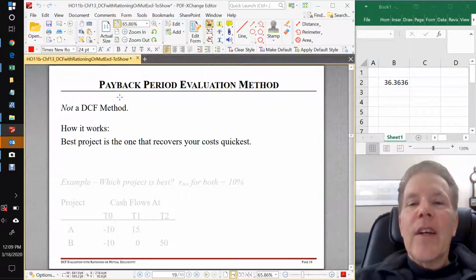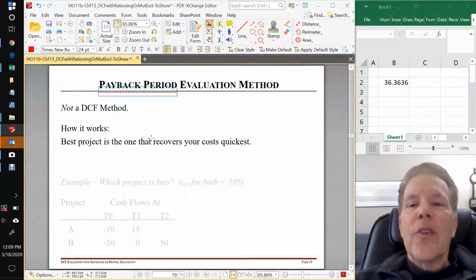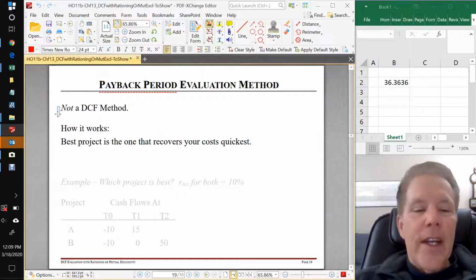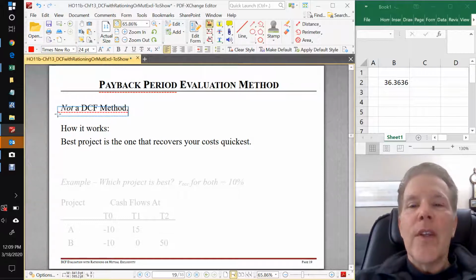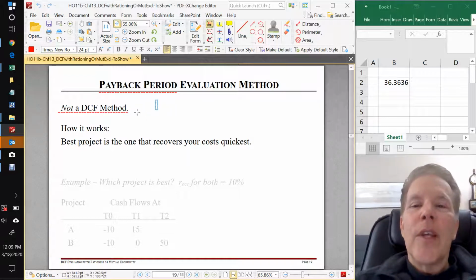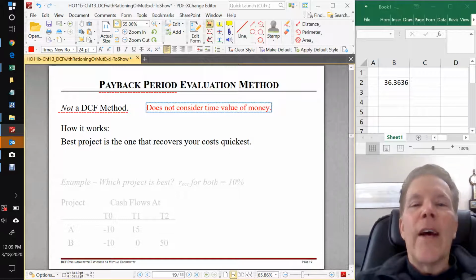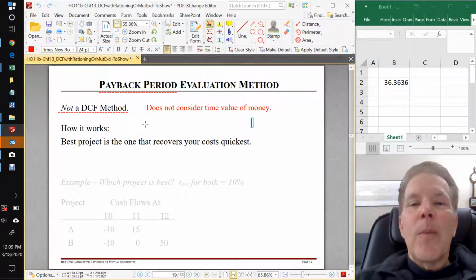Okay. The next thing we need to look at is what's called the payback period project evaluation method. You should know that this is not a discounted cash flow method. That's why I haven't included it with our discounted cash flow methods. It does not consider time value of money. And as we know, all of our discounted cash flow methods centrally consider time value of money. So what is the payback period method?